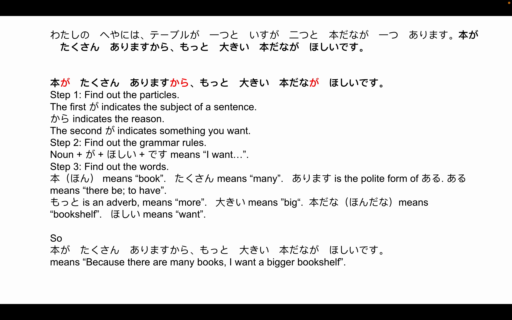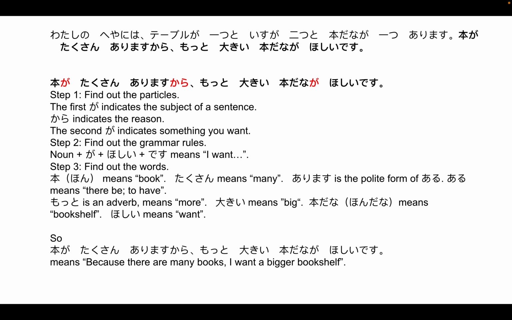本がたくさんありますから、もっと大きい本棚が欲しいです。The first ga indicates the subject of a sentence. Kara indicates the reason. The second ga indicates something you want. And the grammar rule here is noun plus ga plus hoshii, this means I want.